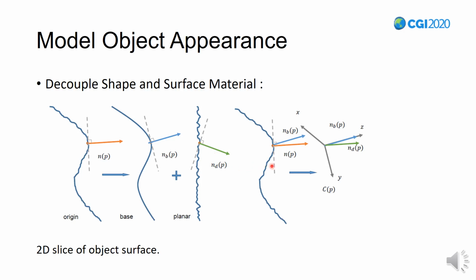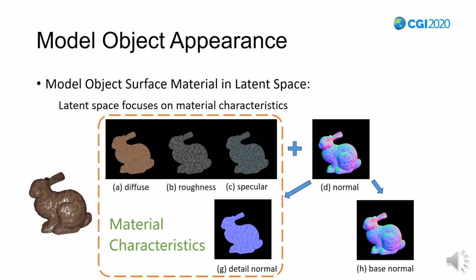Specifically, given normal NBP, we can derive the local coordinate system CP in such local space. Detail normal NDP means variation from the base normal NBP. Accordingly, the transformation from detail normal to global normal is a simple matrix multiplication. Once the normal is decomposed into detail normal and base normal, shape and surface material are decoupled. Object surface material characteristics modeled by diffuse, roughness, specular, and detail normals can be encoded in the latent space exactly like planar materials.